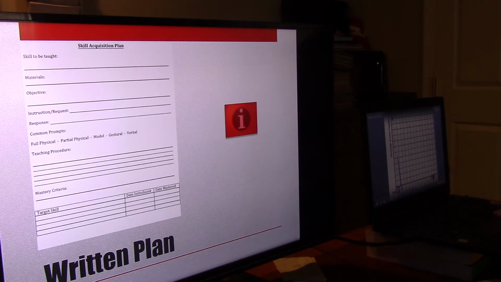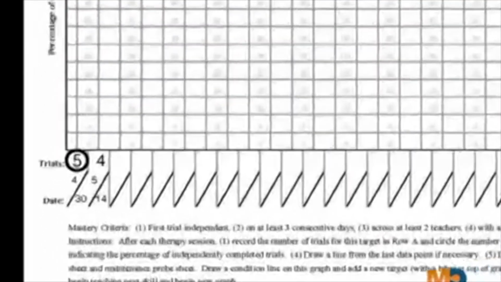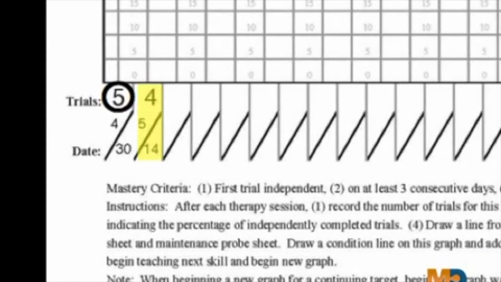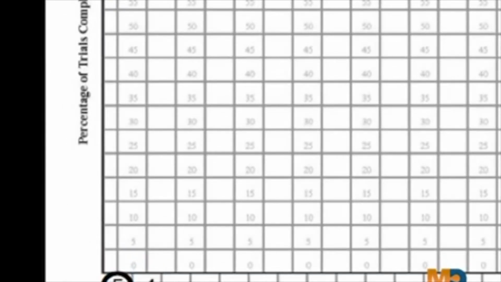Then draw a line. Haley would then go to the graph, enter the date, May 14th, and enter the total number of trials attempted, which was 4. She would not circle it since Cameron did not get the first trial independent, and she would put her data point at 0. She would then draw a line between the data point on April 30th and the new data point on May 14th.